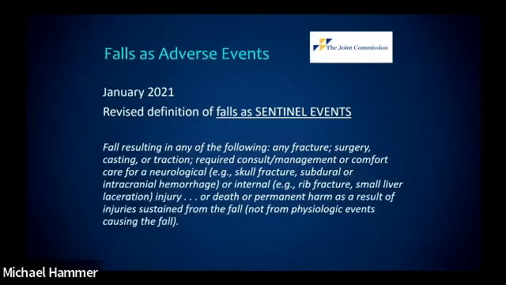So the Joint Commission is an oversight body over our healthcare facilities. And back in January of 21, they identified that any fall resulting in any kind of fracture is what we call a sentinel event. And a sentinel event is the most severe type of event, one that results in an individual sustaining some type of permanent harm or requiring medical attention as a result of that harm.